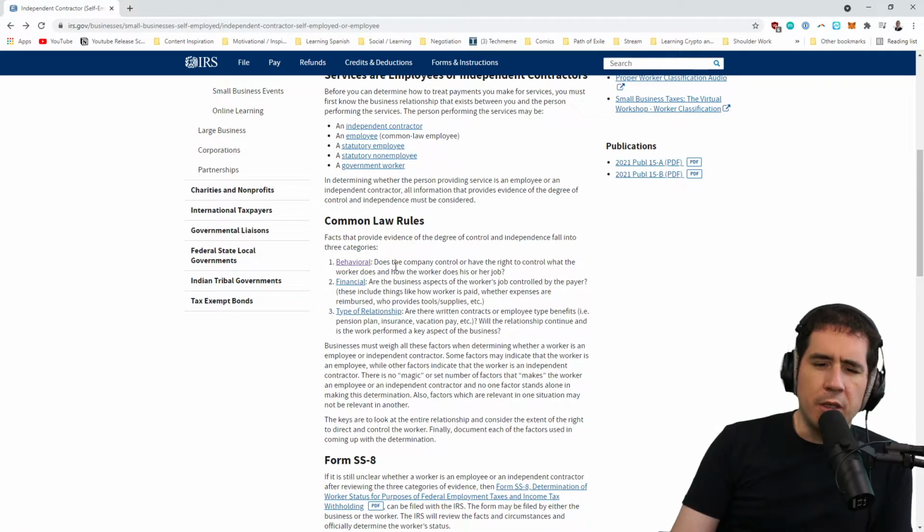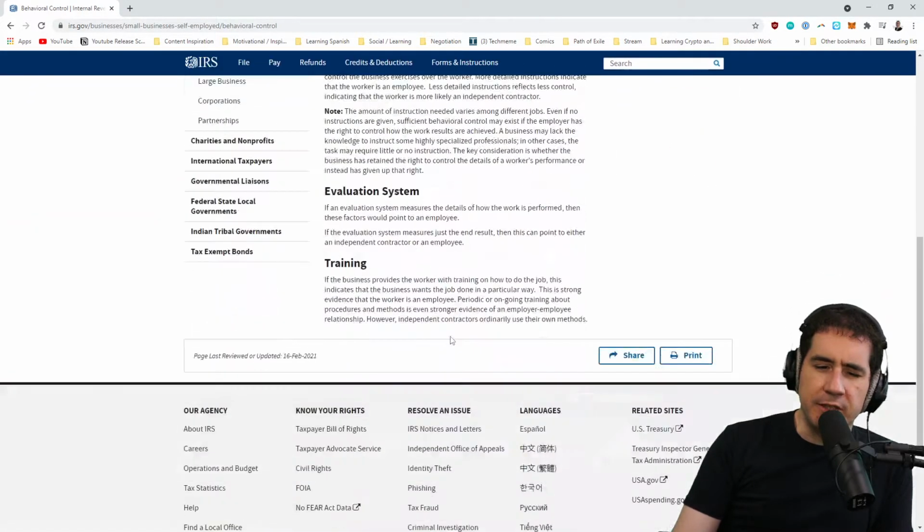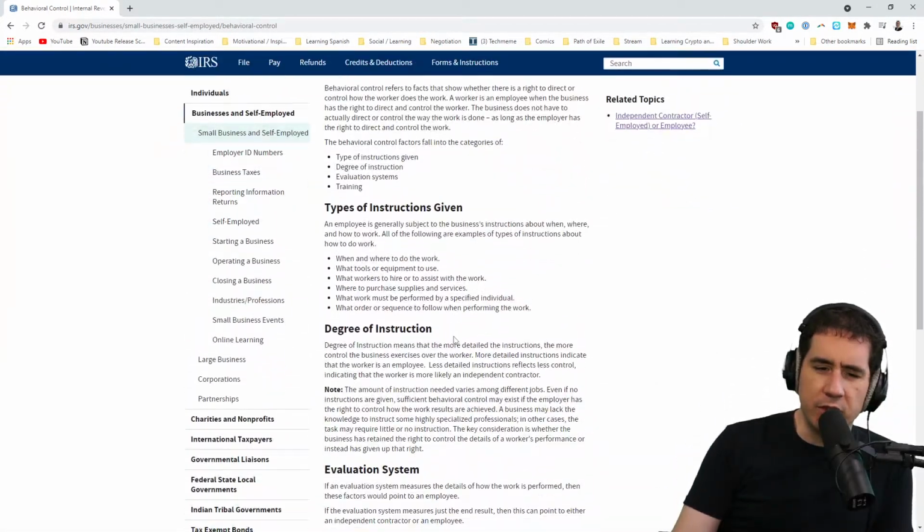But in general, does the company have control or right to control what the worker does, and how the worker does their job? That would be a case for an employee. Are the business aspects of the worker's job controlled by the payer, including how the worker is paid, expenses are reimbursed, or what tools are supplied? And are there written contracts or employee-type benefits, pension plans, insurance, vacation pay? Will the relationship continue if the work is performed? And is the work performed a key aspect of the business?